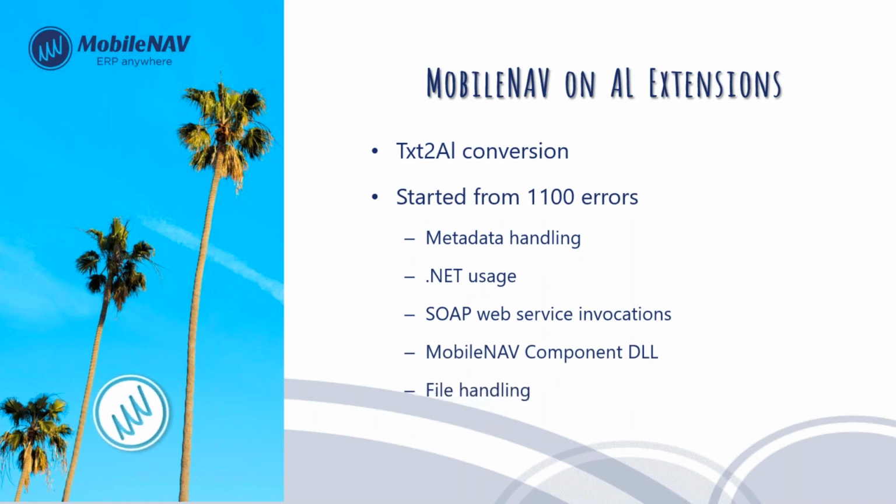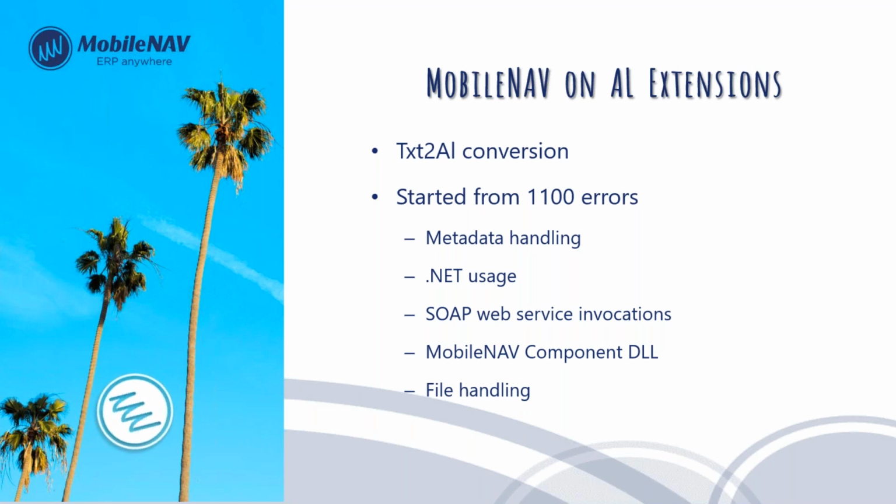We have also started with the most well-known tool, which is the text to AL converter tool. And yeah, it's not a secret. We have started from 1,100 errors, which were mainly because of the metadata handling, because that should change with extensions, of course. So we had many errors with that.